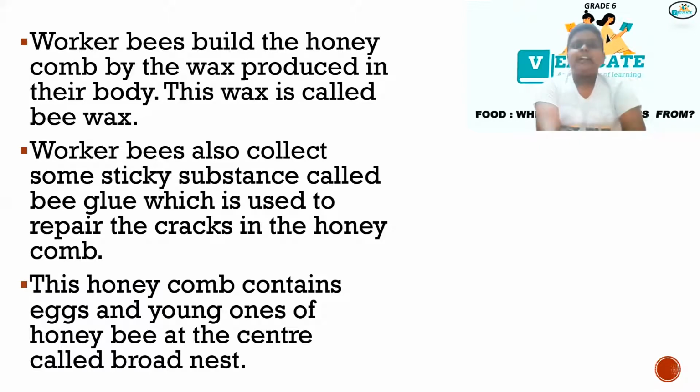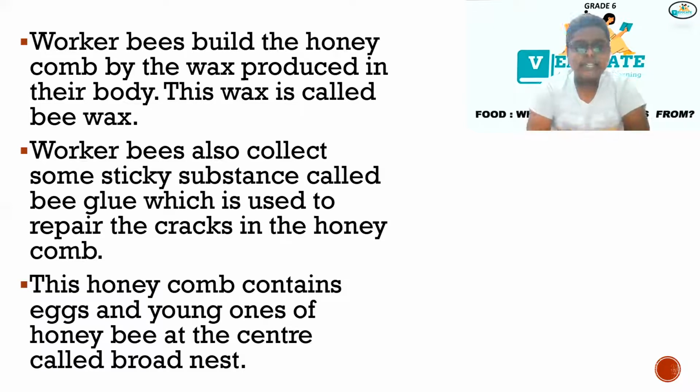Worker bees also collect some sticky substance called bee glue. It is used to repair the cracks in the honeycomb, as we use gum to paste two pages or to do any repairs of the walls. So worker bees use bee glue for repairing cracks in the honeycomb.